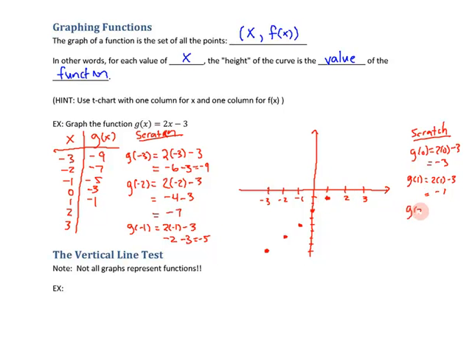G of 2 would be 2 times 2 minus 3, or 4 minus 3, which is 1. So at 2, I'm at a height of 1. And what do you begin to see? The shape of this looks like a straight line of points, and that's in fact what it is. G of 3 would be 2 times 3 minus 3, or 6 minus 3, which is 3. So 3, and then a height of 3 plots right there.